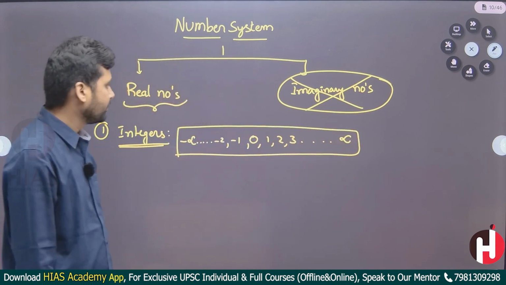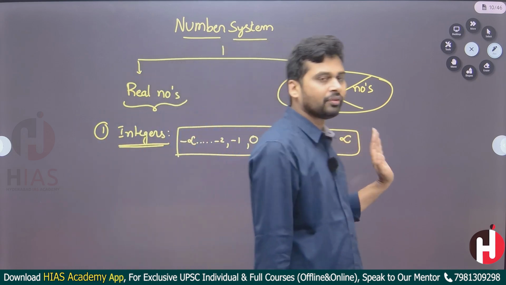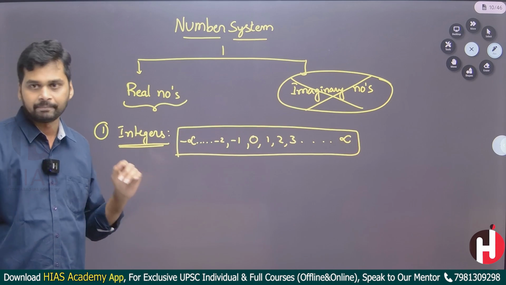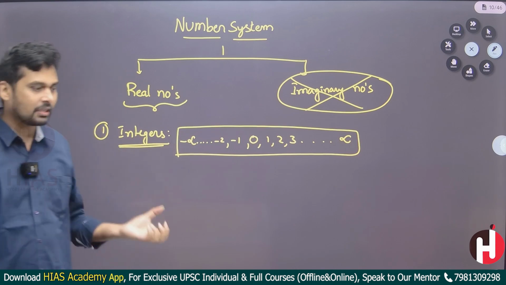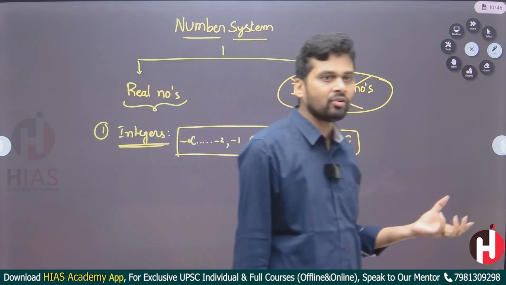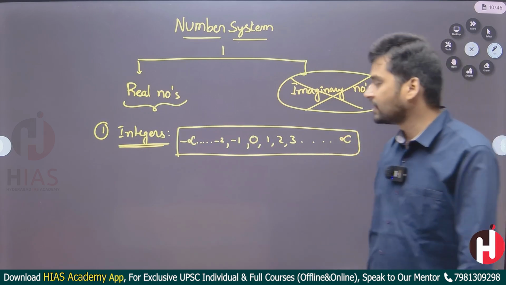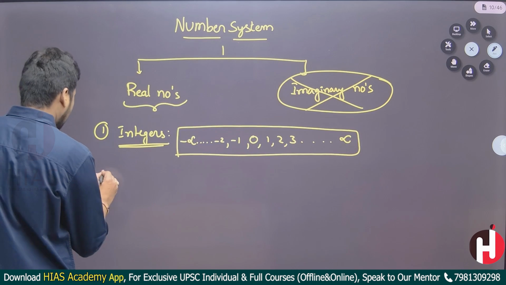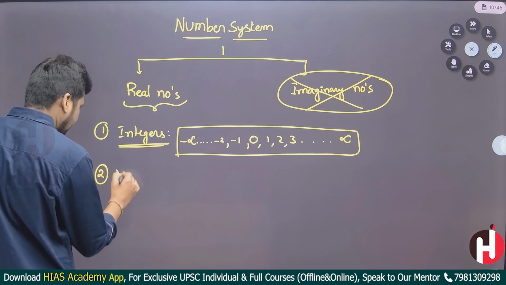Okay, 0, 1, 2, 3, 4 up to infinity, minus 1, minus 2, minus 3 up to minus infinity. Which means that no decimals and no fractions. This is the integers. In these integers we have different types. The first one is natural numbers.